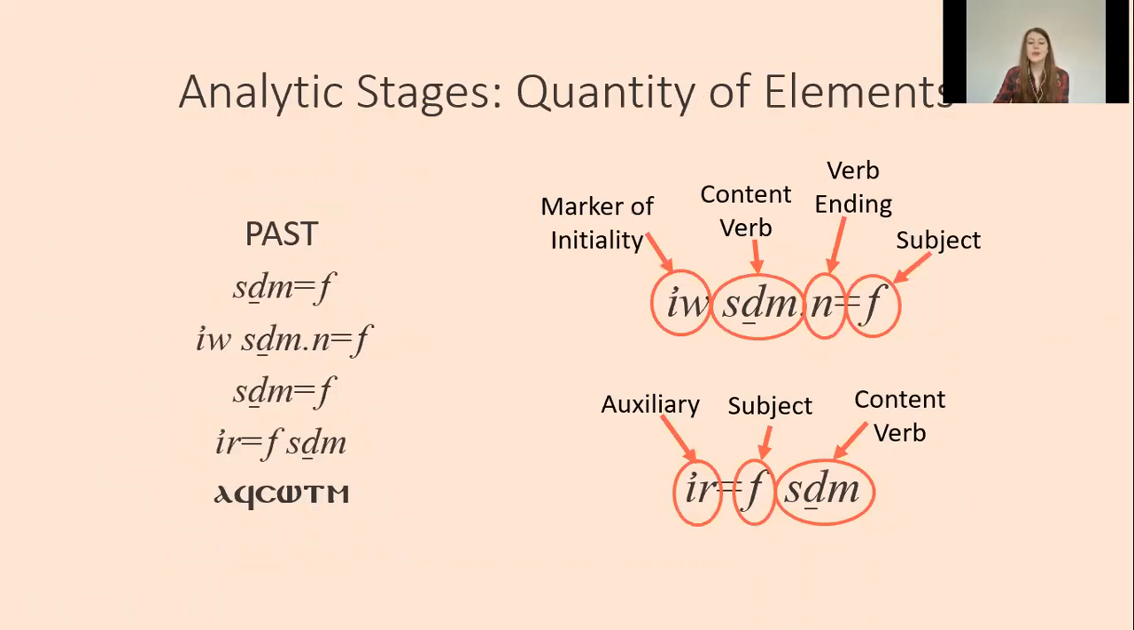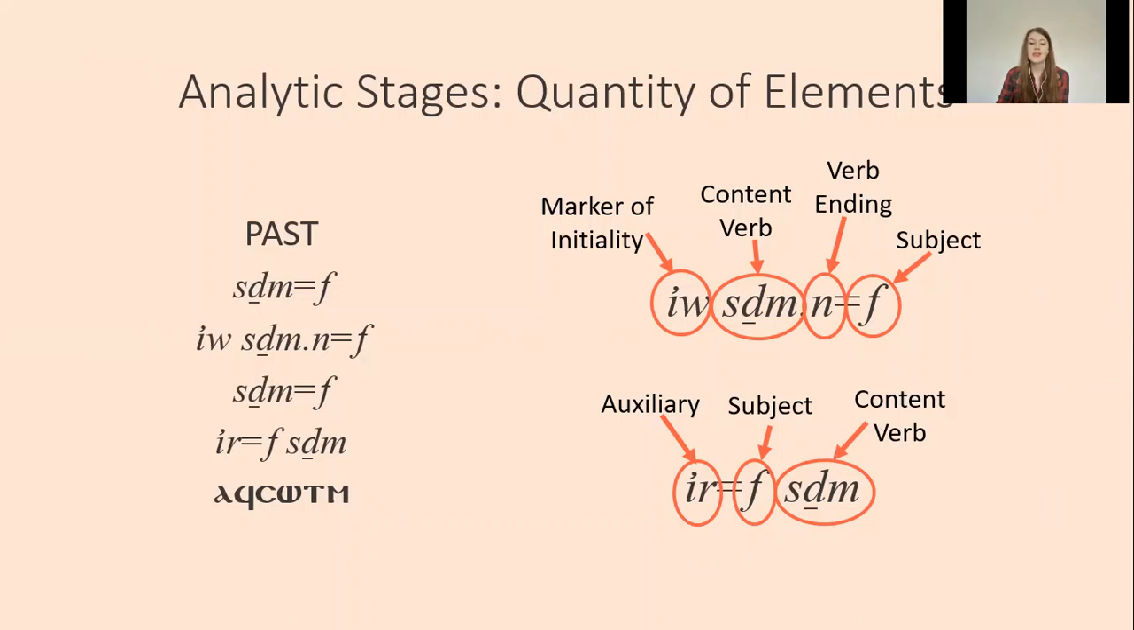And then looking at the quantity of elements in each analytic form, and starting with the past construction, we can see that the earlier analytic form contained 4 elements, while the later one contained 3. So in this case, the later analytic form contained fewer elements than the earlier one. And this contrasts with the synthetic stages I mentioned before, where when the two synthetic forms of a construction contained different quantities of elements, the later form contained more elements than the earlier one.